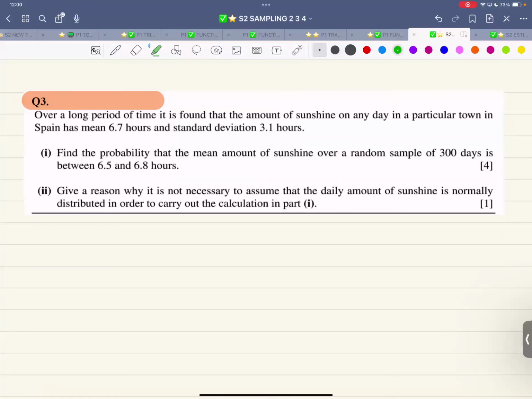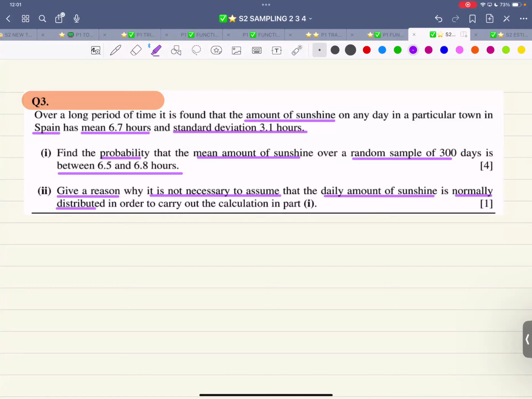Let me go over it. The question says, over a long period of time, it is found that the amount of sunshine on a day in a particular town in Spain has a mean 6.7 and standard deviation 3.1. Now, in the first paragraph, it does not state that it follows the normal distribution. So, first of all, it's asking, find the probability that the mean amount of sunshine over a random sample of 300 days is between such and such. The second part, give a reason why it is not necessary to assume that the daily amount of sunshine is normally distributed in order to carry out the calculation in part 1.